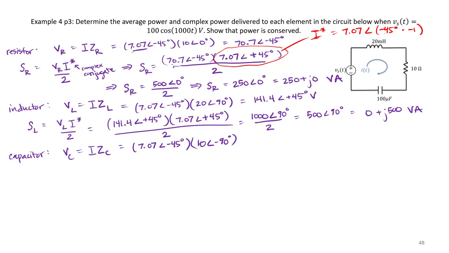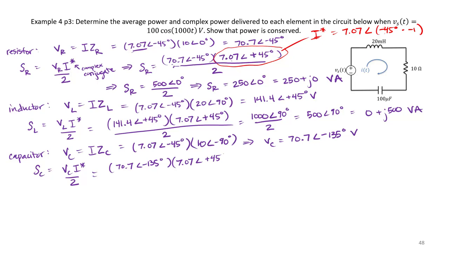And so if I go ahead and complete that Ohm's law calculation, I determine that the voltage across my capacitor will be equal to 70.7 angle negative 135 degrees. And now I can go ahead, plug into the complex power equation. I plug in my voltage, which is 70.7 angle minus 135, times my current, which is 7.07 angle positive 45, divided by 2. This gives us 500 angle negative 90 degrees, divided by 2, or 250 angle negative 90 degrees, or 0 minus J250 volt amperes.